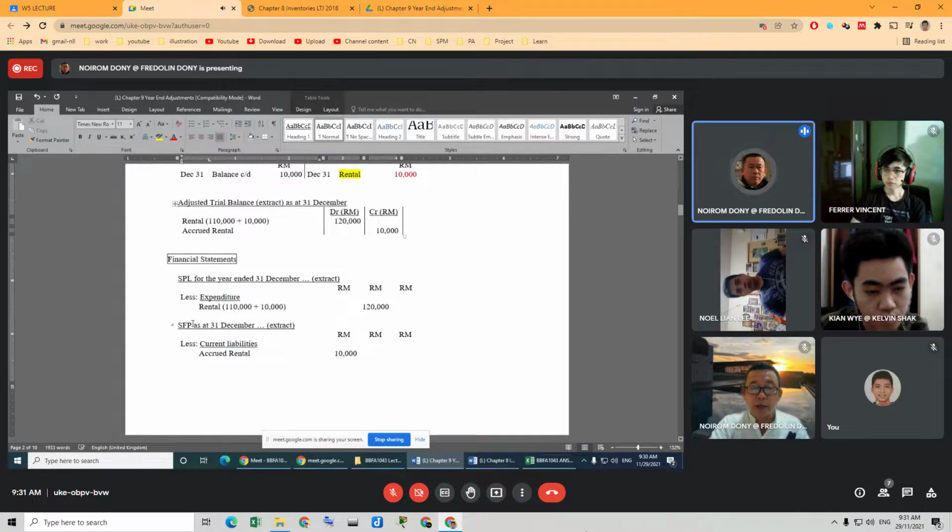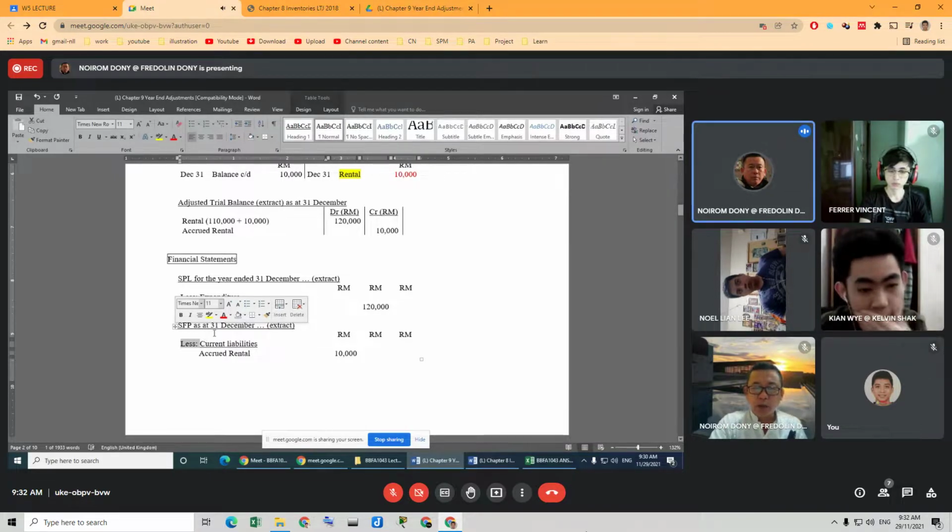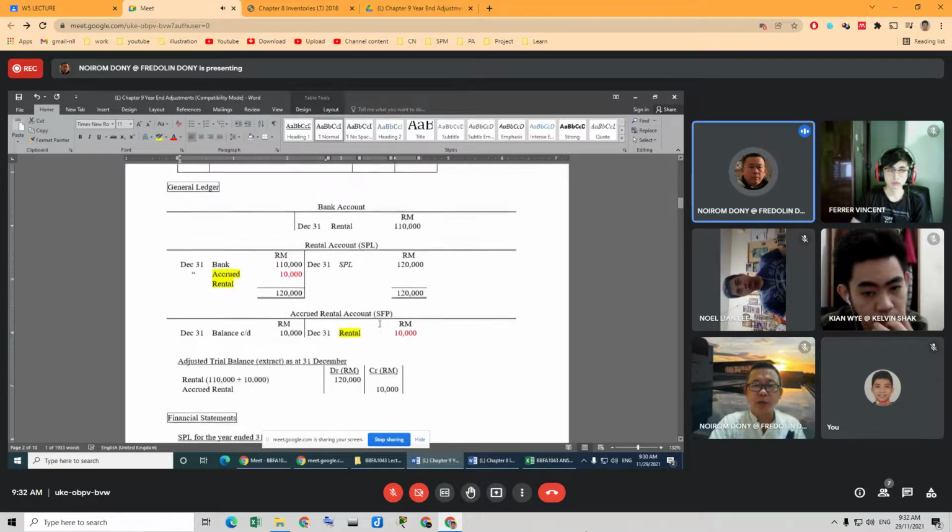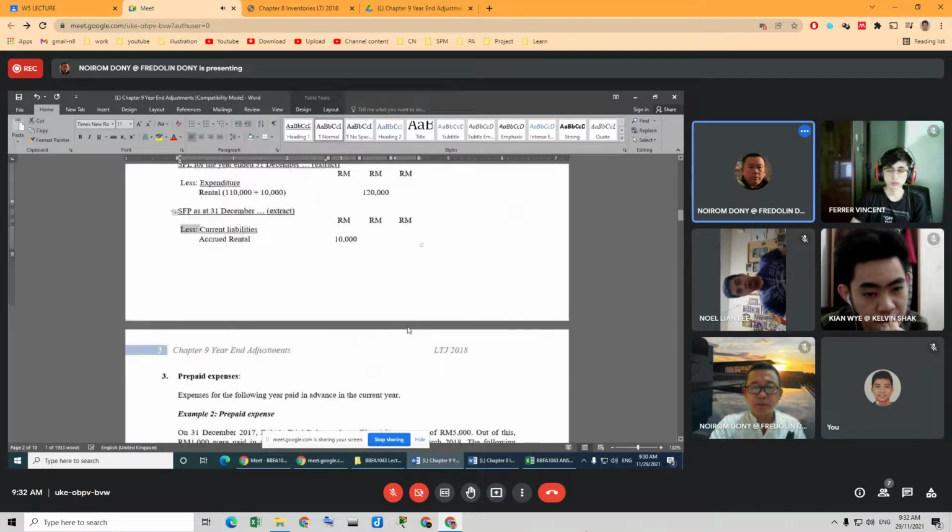And in the SOFP, as I said, it is a current liability, so you don't have to write down the workings. Just put accrued rental together with the current liabilities. So we have equity first, then non-current liabilities, followed by current liabilities, so 10,000. That is accrued expenses. Any question?